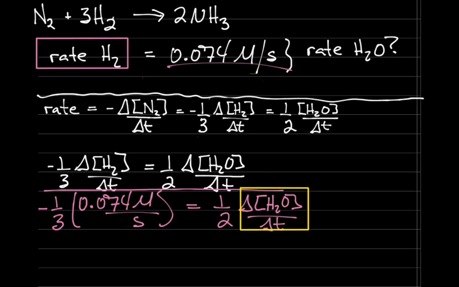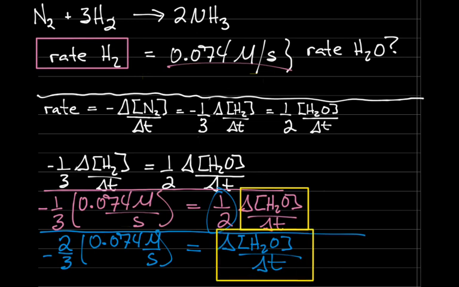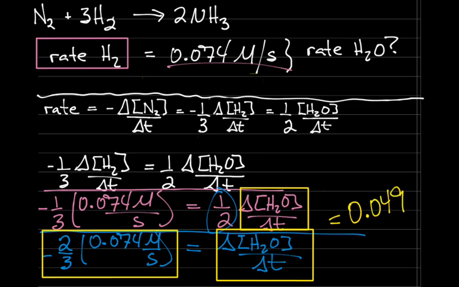To get rid of the 1/2, we'll multiply both sides by 2, giving us 2/3. Now again, we want to figure this out. So we just need to solve for this, and that gives us 0.049 molar per second. Math hopefully isn't too hard. It's really important, though, that you understand the reason why. And I guess that's it for today. Have a good one.